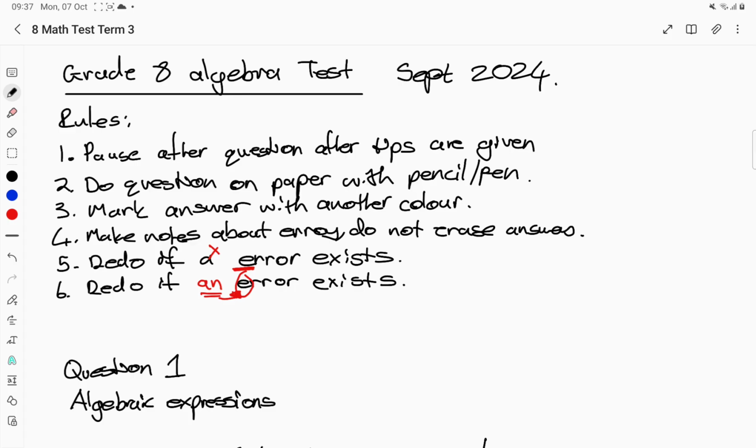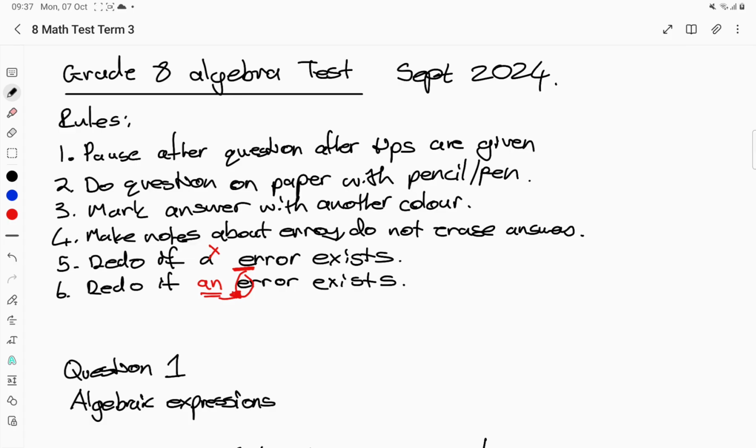So some rules. Number one, pause after every question and after the tips are given. I'll explain how the question works and then you can try it for yourself. You pause and then you do it. Number two, you do the question on a piece of paper with a pencil or pen. Do not watch the video. You're going to be wasting your time. You have to do the maths. You can't watch the maths.